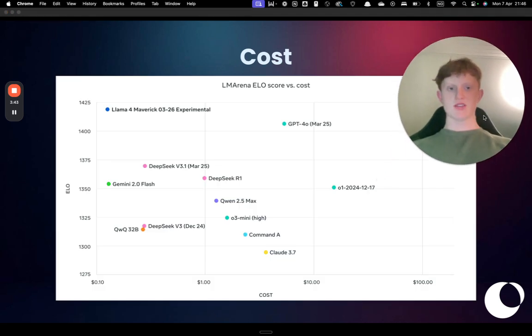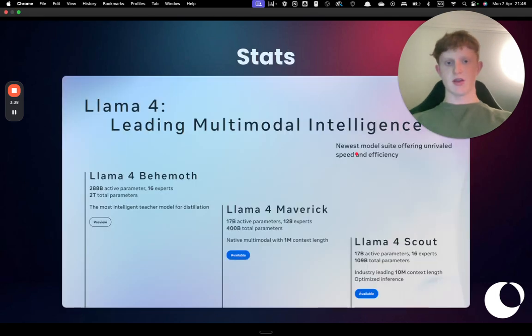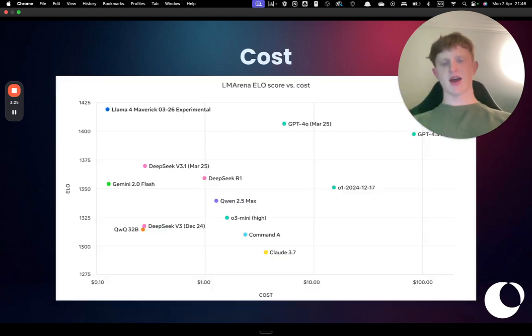Here we have the costs. And before going to the cost, if you look at Llama 4 Scout, it has a whopping 10 million context length. So it has a 10 million context window. But we'll get into that really fast after the costs.